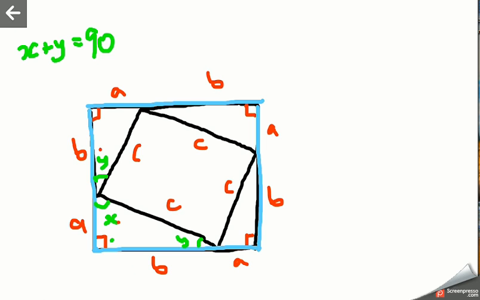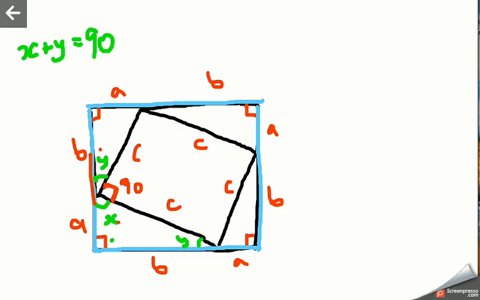So what about this angle here? How do I know this angle in the middle is 90 degrees? Well, this angle has to be 90 degrees because angles on a straight line add up to 180 degrees. So this is a straight line here. And if X plus Y equals 90 degrees, then all that's left is this angle in the middle, and so it has to be 90 degrees because 90 plus 90 equals 180.